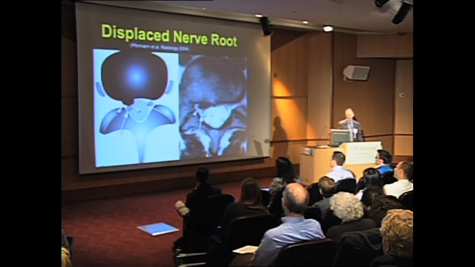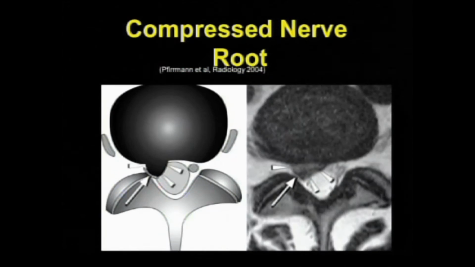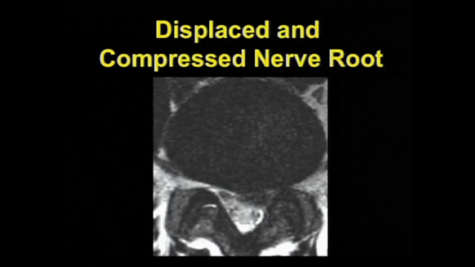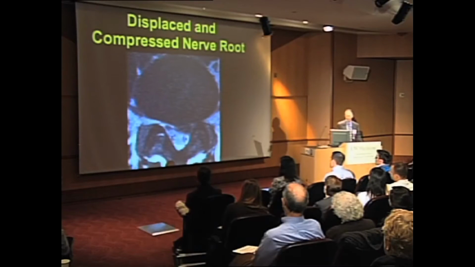Then the next level of severity is if the nerve root is actually displaced or pushed by the disc material, and then finally compressed and flattened. Essentially, if you can't see the nerve root adjacent to the disc material, then it's compressed. And here are a number of examples of what compressed nerve roots can look like.